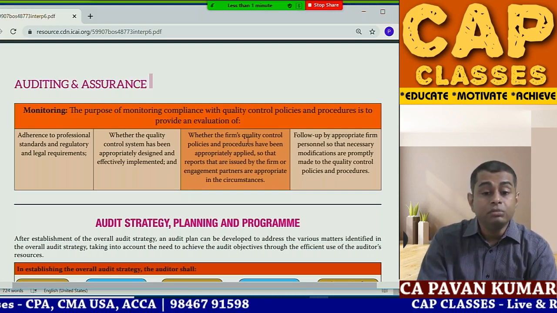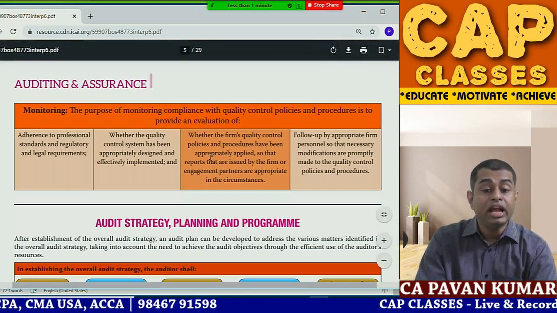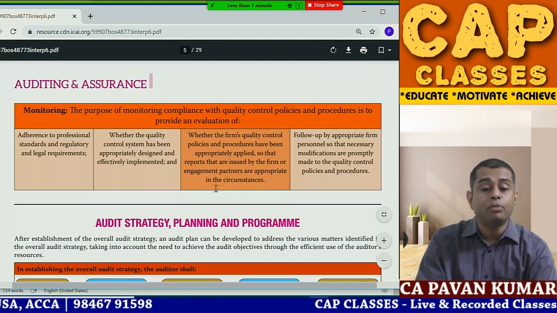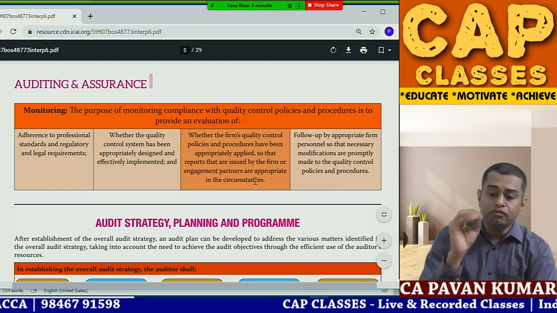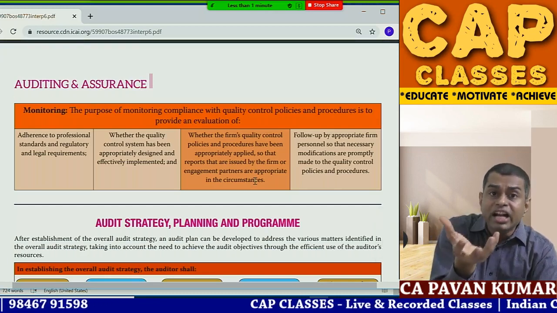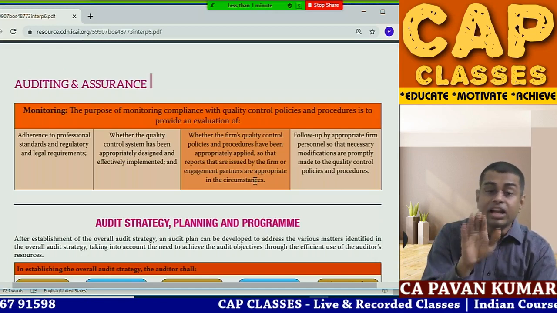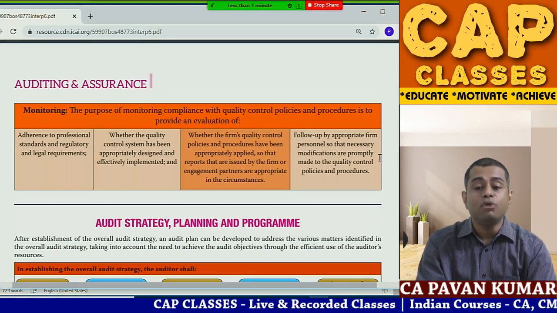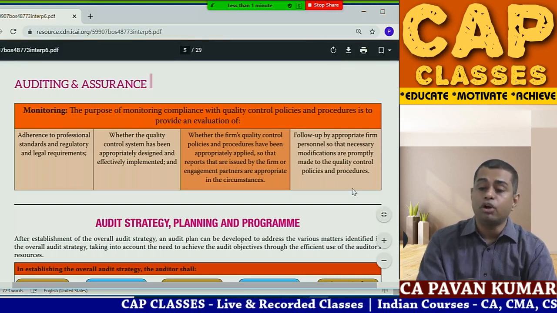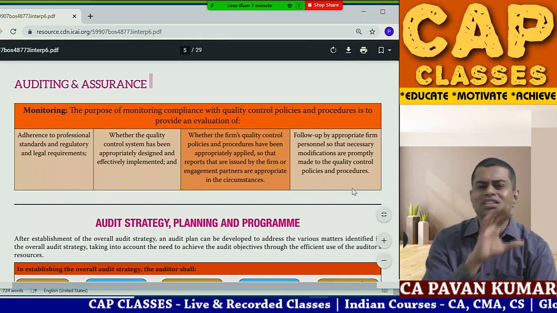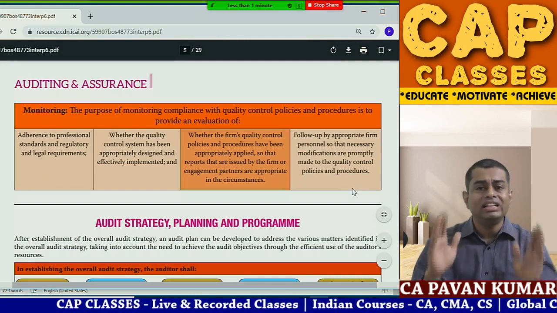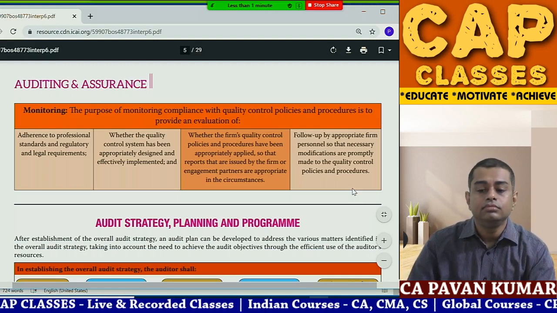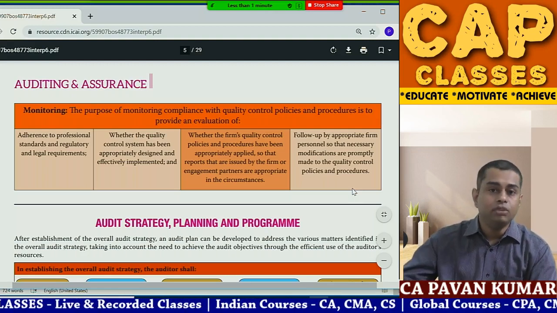Then whether the firm's quality control policies and procedures have been appropriately applied so that reports issued by the firm or engagement partners are appropriate in the circumstances. Whenever we are giving an audit report or engagement report, whether that is appropriate in the circumstances or not, followed by appropriate firm personnel so that necessary modifications are promptly made to the quality control policies and procedures. Don't worry about it, just a single reading, read those 4 points and then we are done with chapter 1. Okay, do you understand? Do you have any doubts here?